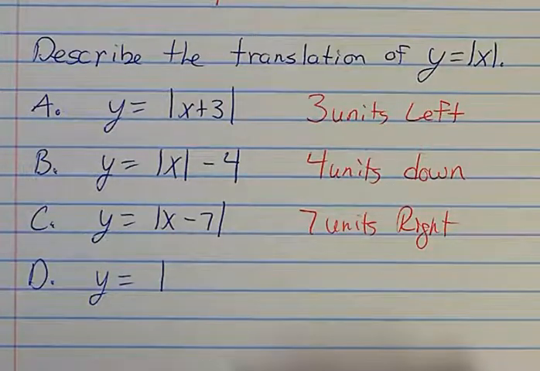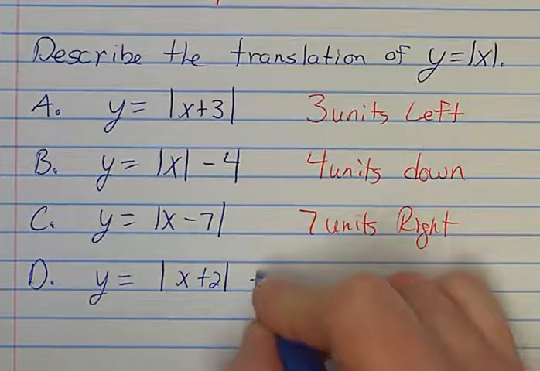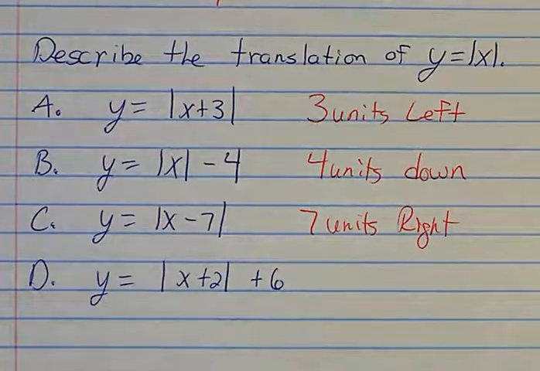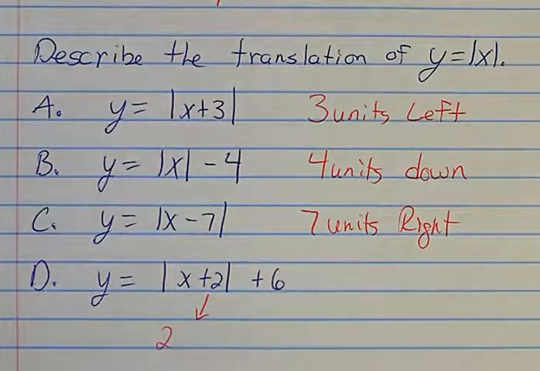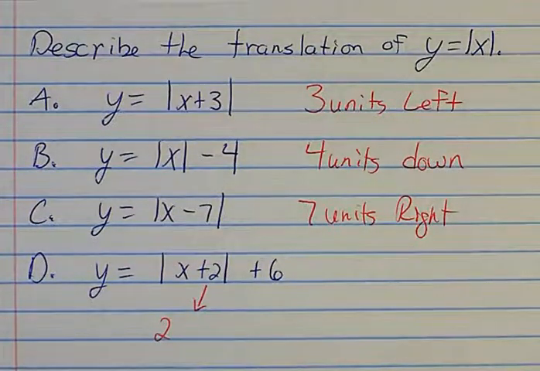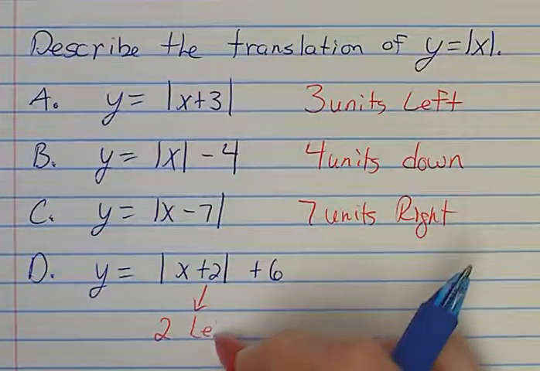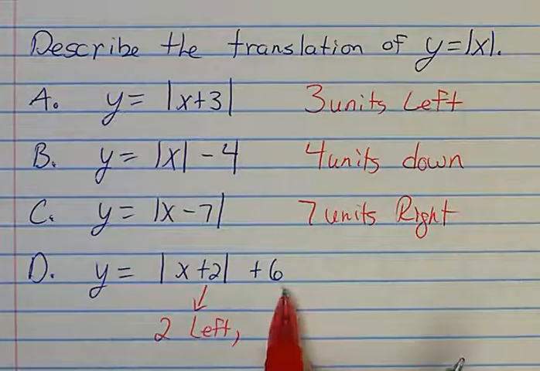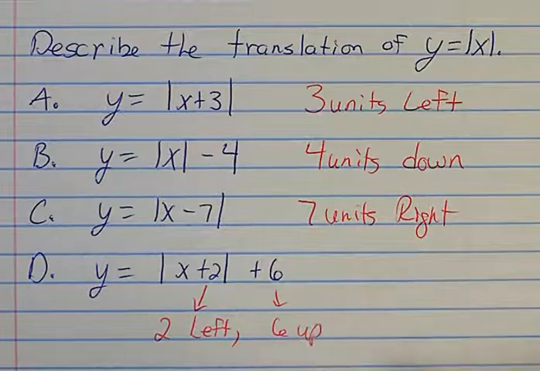All right, and one last one. Give you 2 numbers, one inside and one outside. Okay, one on the inside again, we're going to make it go left and right. So it's on the inside, even though it's a +2, that's opposite, that's going to be 2 left. The 6 that's on the outside means it's going to go up or down. In this case, it's positive, so it's going to go the way you normally think it would. That's going to be 6 up.